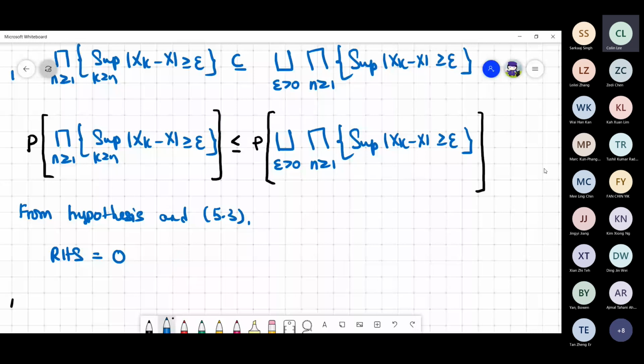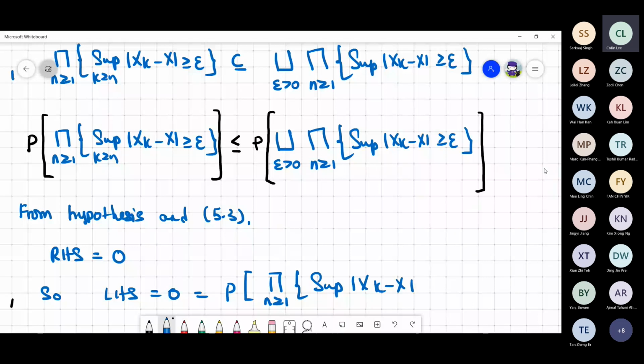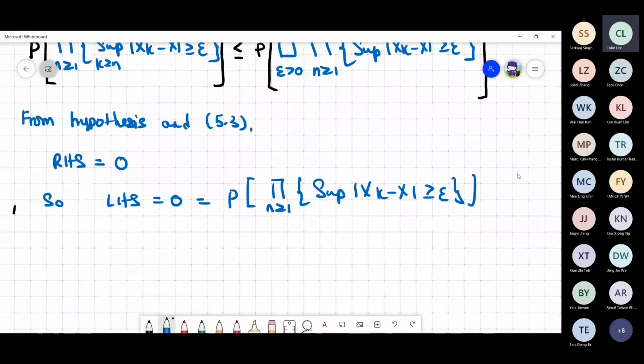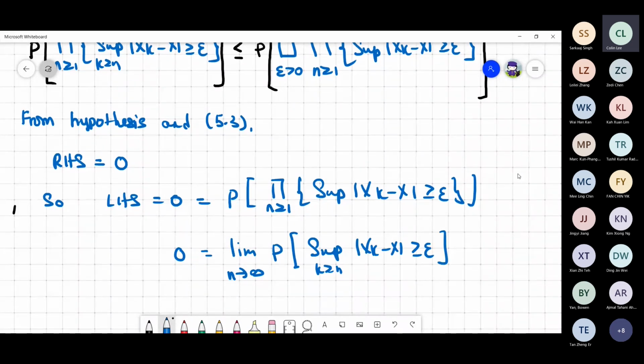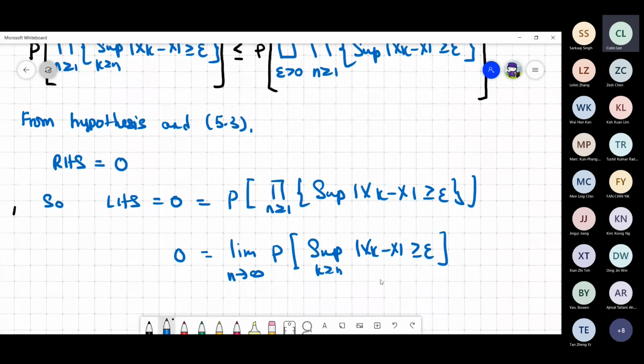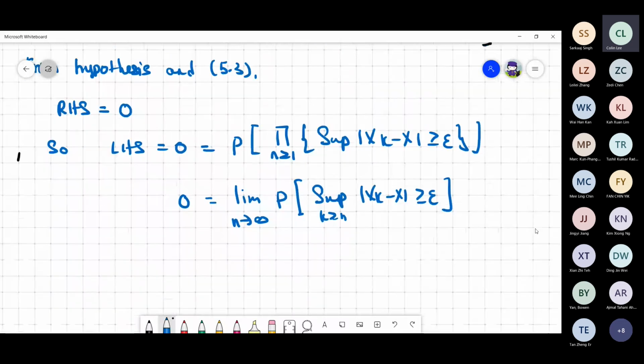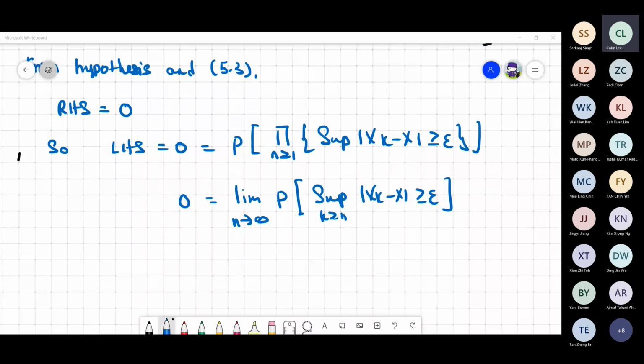So the left hand side must be equal to 0. Then the left hand side is equal to P of the intersection of this, equal to 0. But from our discussion just now, this is just equal to the limit as n goes to infinity of P of the supremum of Xk minus X greater than or equal to epsilon, equal to 0. So this is how we can get these statements here. Maybe I should write out the statement once again.